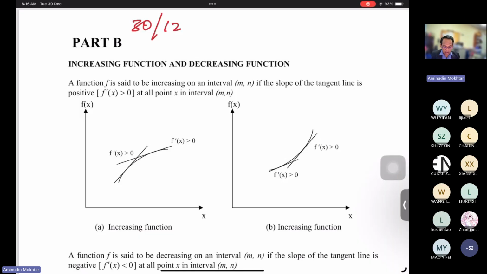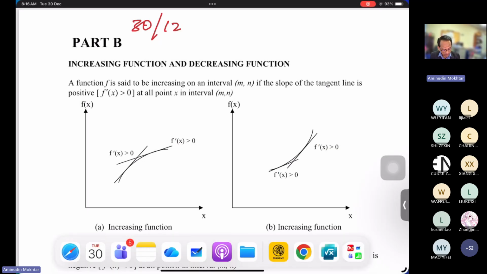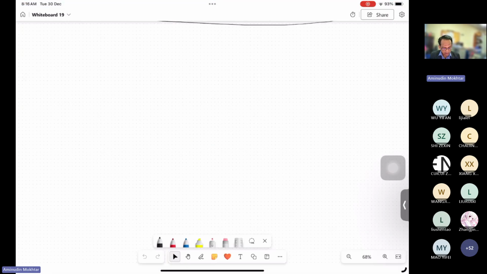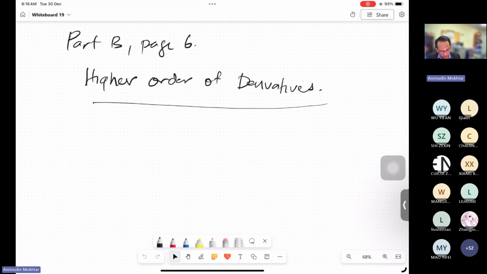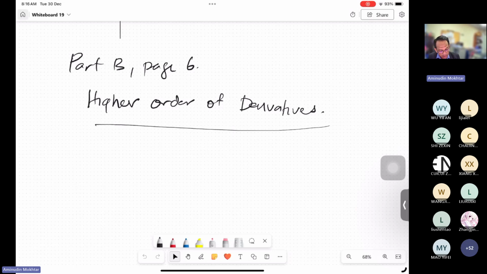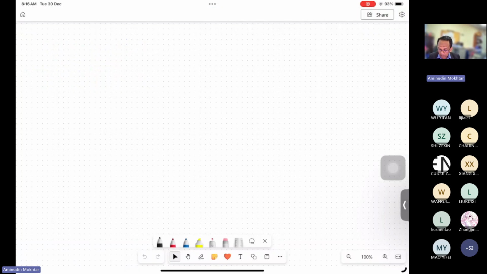Before I continue, let's review a few questions from our exercise. What is differentiation? As I explained last week, differentiation is dy/dx. This is just a review of what we have done so far. Let's say, for example, we have this quadratic function.